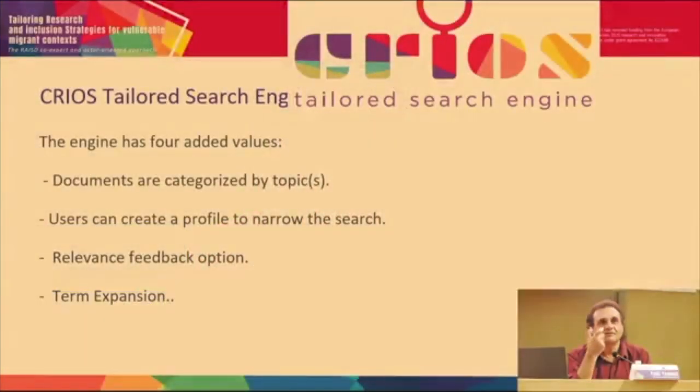These are the four added values. One, when you add a document to this search engine, you can label it with a topic. This will help when you search. And then as a user, you can create your own profile. Profile means I want to search these kinds of documents. So these are the added values for now. And then we added two intelligence components: one is called relevance feedback and one is term expansion. I will explain them in a while.